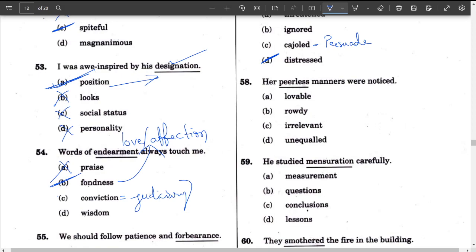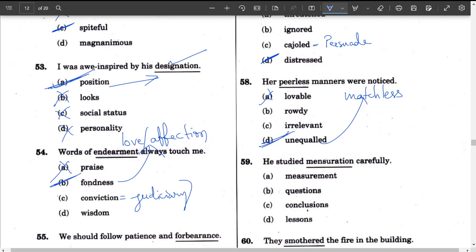Next, his peerless manners were noticed. Peerless in the sense anything that is matchless. Okay, he was behaving differently, that manners was noticed. So what we can use here? Lovable, no. Rowdy, irrelevant, unequal. What is unequaled? Unequaled is in the sense anything that is matchless. D can be used.